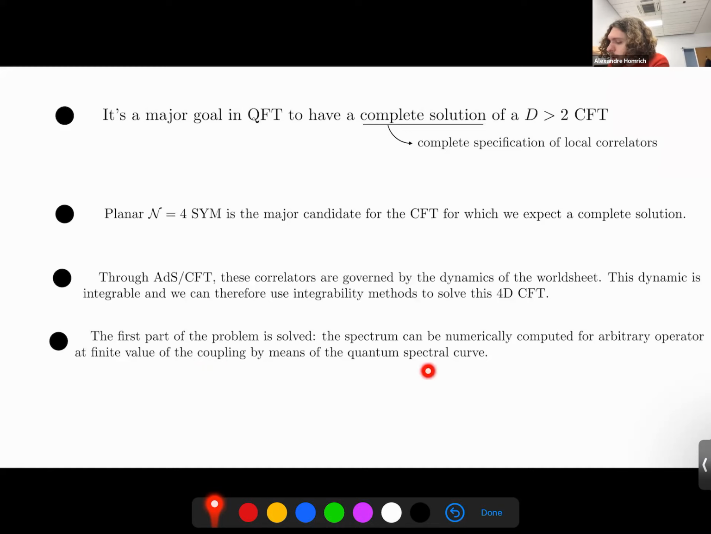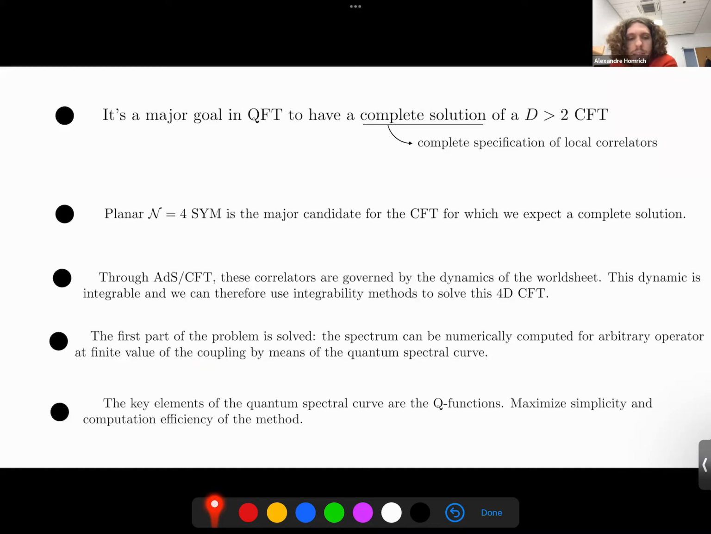Now, the quantum spectral curve has as its key element the so-called Q functions, which I will describe soon. And it's only when the spectrum problem is described in terms of these objects, the Q functions, that the simplicity of the spectrum problem is maximized, and we also have optimal computational efficiency, so that you can compute the spectrum for arbitrary states and arbitrary values of the coupling.